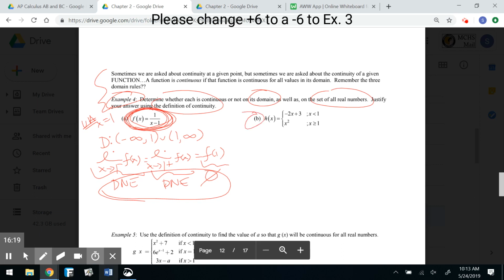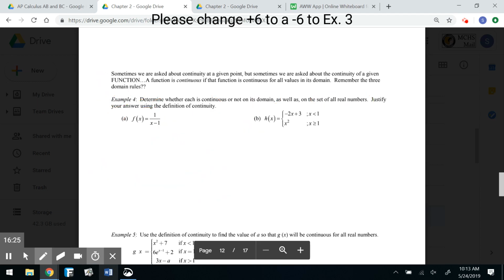Let's go ahead and look at B. B makes us think a little bit more, so that's the problem that is definitely a lot more fun to do. It's a piecewise function, h of x equals. If I look at that top piece, hopefully you know that's the graph of a line. A line is always continuous. Always. And that other piece is a parabola, and a parabola is always continuous. So what could be the problem here?